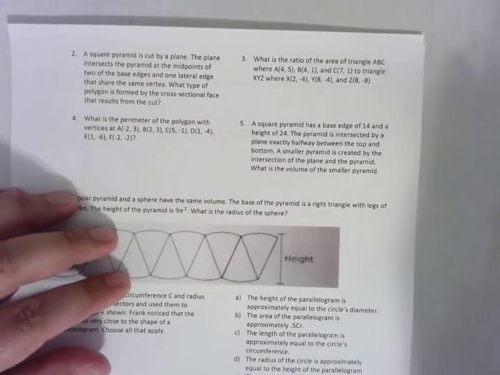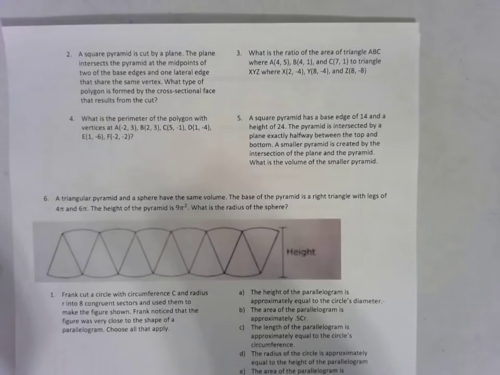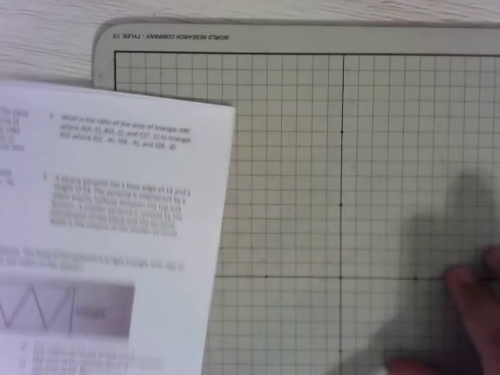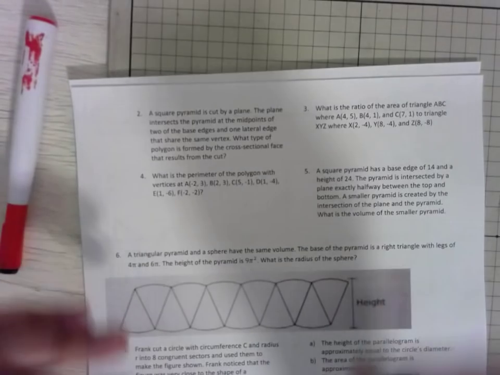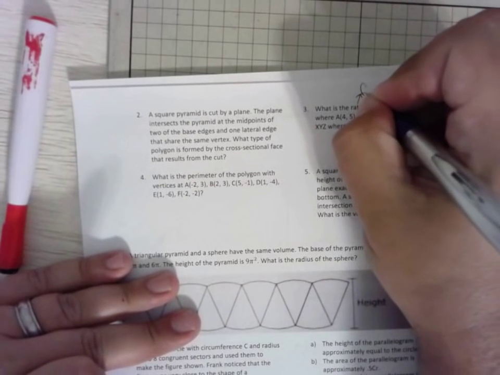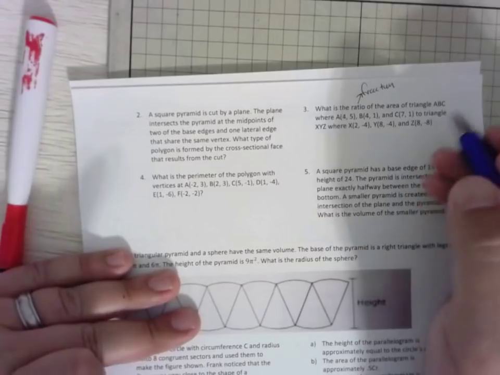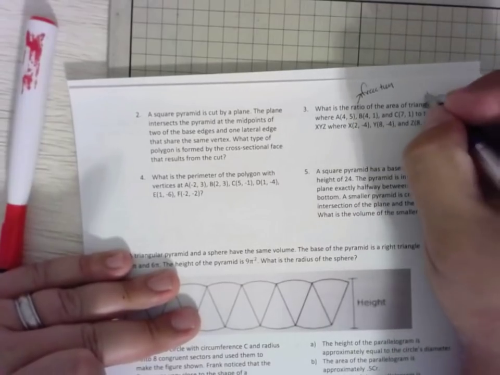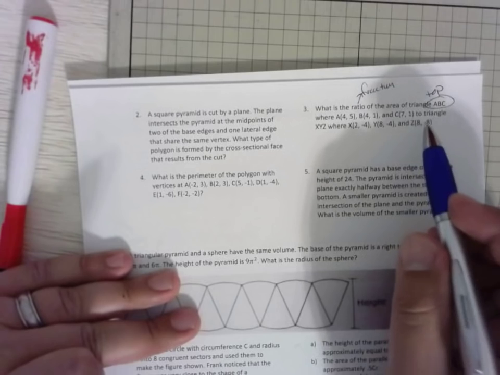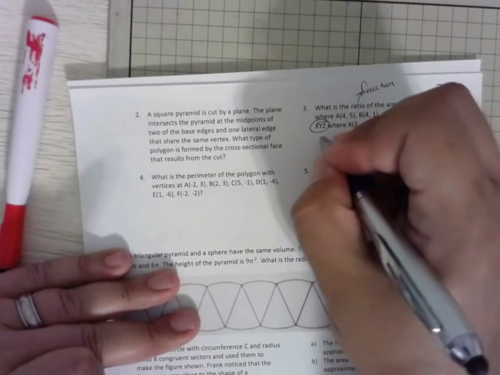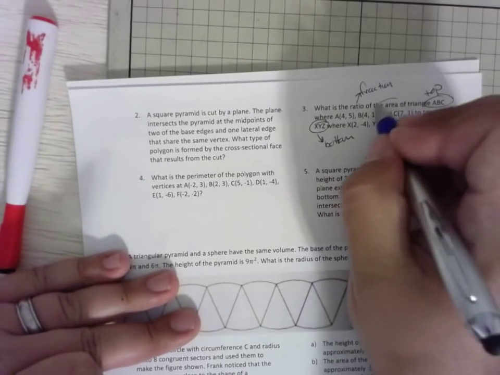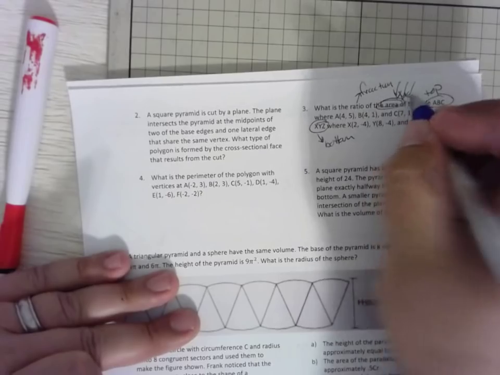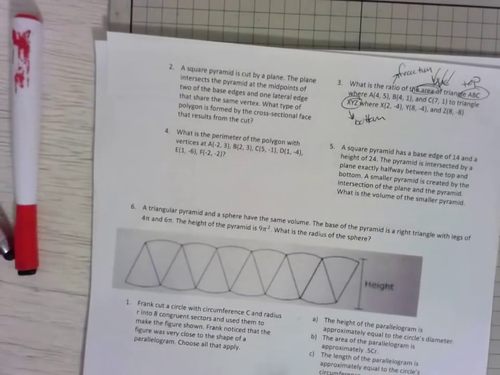What is the ratio of the area of the triangle ABC to triangle XYZ? Ratio of areas. Ratio, all this means is fraction. Anytime you see ratio, this means fraction. Whatever they list first goes on top. To triangle XYZ, they listed this second, goes on bottom. What goes on the top and the bottom? The area. That's what they want.